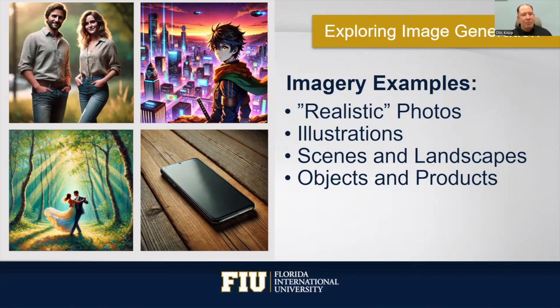The top left was: provide a lifelike image of a man and a woman standing next to each other. The top right was: create an anime image of a young warrior standing on a cliff overlooking a futuristic city. The bottom left was: create an impressionist painting of a couple dancing in a park. And for the bottom right, I used: create a high definition photograph of a cell phone on a rustic wooden table. Now let's take a look into each of these four categories in more detail. I've created a sample prompt for each one, and then an example of how you can fill in the blanks of that prompt to create stunning imagery.